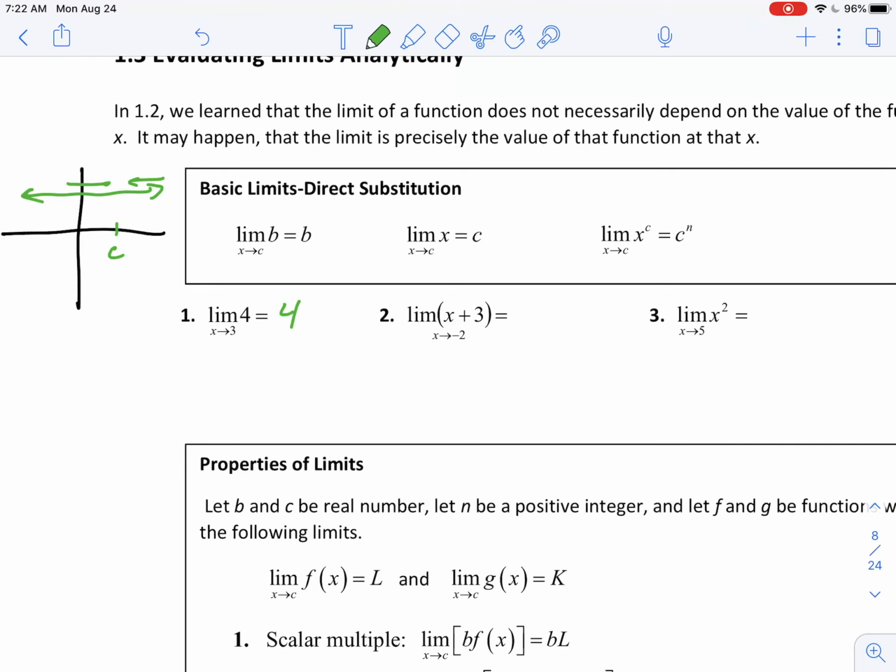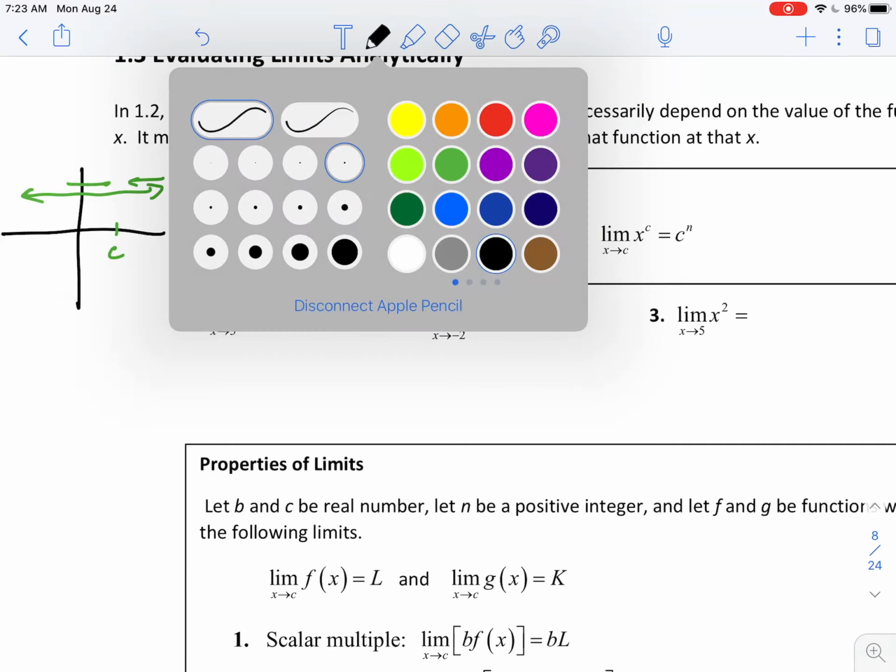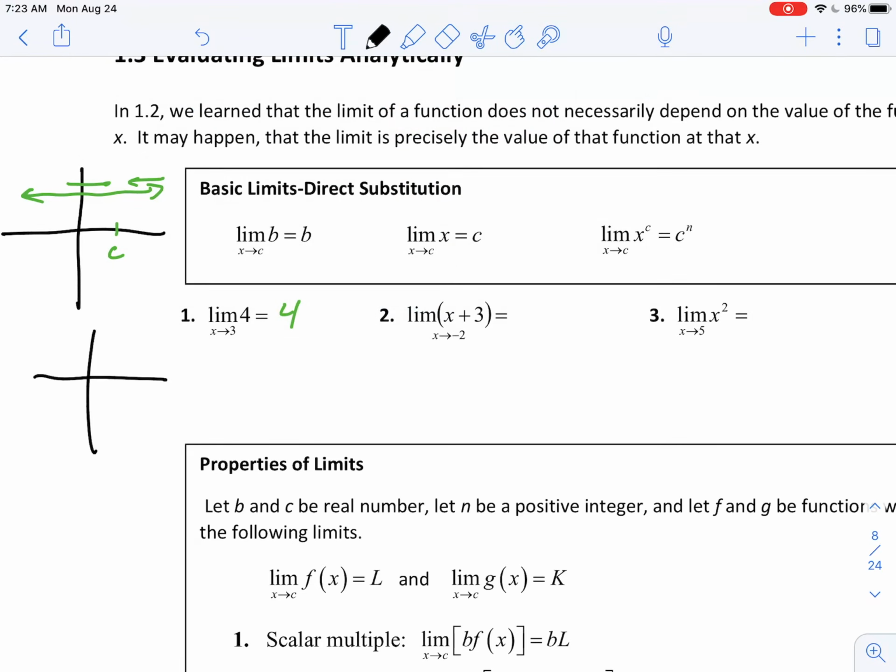The second one, the limit as x approaches c of x, a simple linear function, is c. So what they're saying here is basically, if I have a linear function, let's just say a simple one, y equals x, the limit as x approaches some number c is going to be, in this case, that number c, because the function is y equals x, so x would be the same as y.